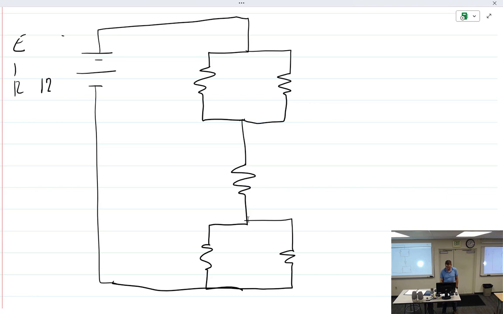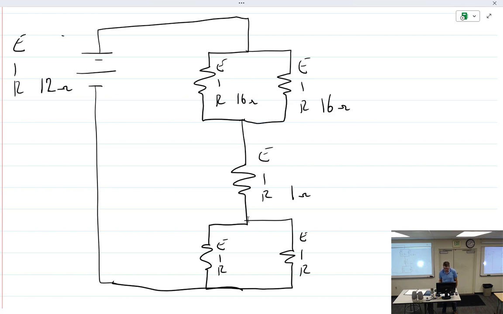So it's 12 ohms. We'll say this one is EIR. We'll make this one 16 ohms. This one 16 ohms. We'll do this one EIR is 1 ohm. And then EIR. And we'll make this one 12 and 4. 12 ohms and 4 ohms. There we go.